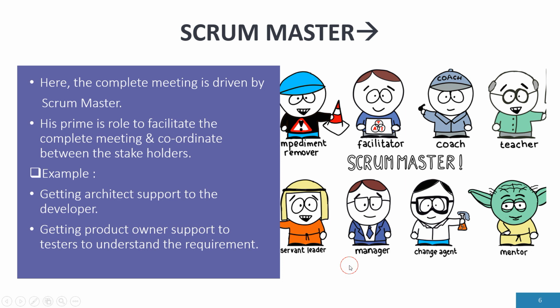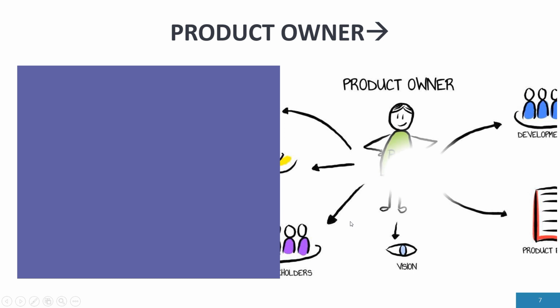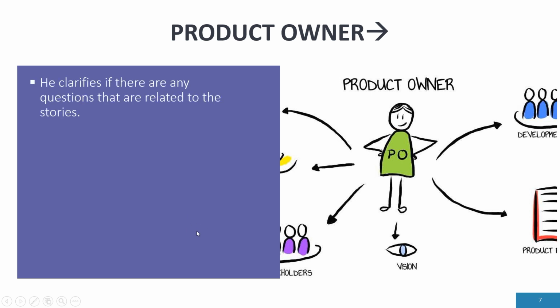Next we will go to product owner. Product owner clarifies if there are any questions related to the stories or requirements, and he will set acceptance criteria for every story. We will discuss what is acceptance criteria.